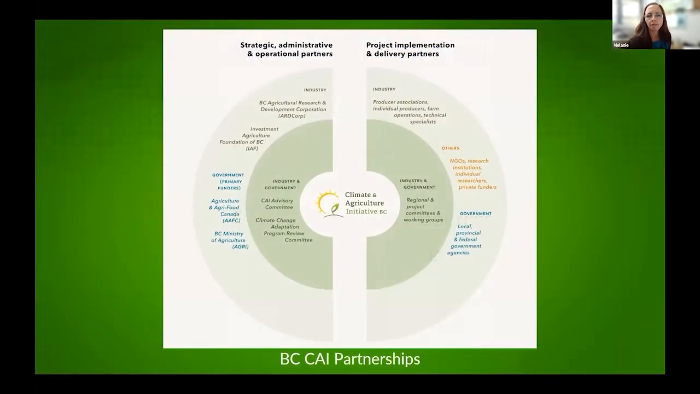Okay. This demonstrates the partnerships within this organization, which is key to its success. There's the strategic and administrative and operational partners. There you're looking at bigger industry, BC Agriculture Research and Development, Investment Agriculture Foundation, federal government and provincial government, which are the primary funders. And then you get into the advisory committees, which are also industry and government. Then on the project implementation side and delivery, that's when the producer associations, individual producers and farm operators and technical specialists come in. You have NGOs, universities, private funding, and then the local government, along with the provincial and federal government, work together to form committees and working groups. So it's at the implementation and delivery stage.